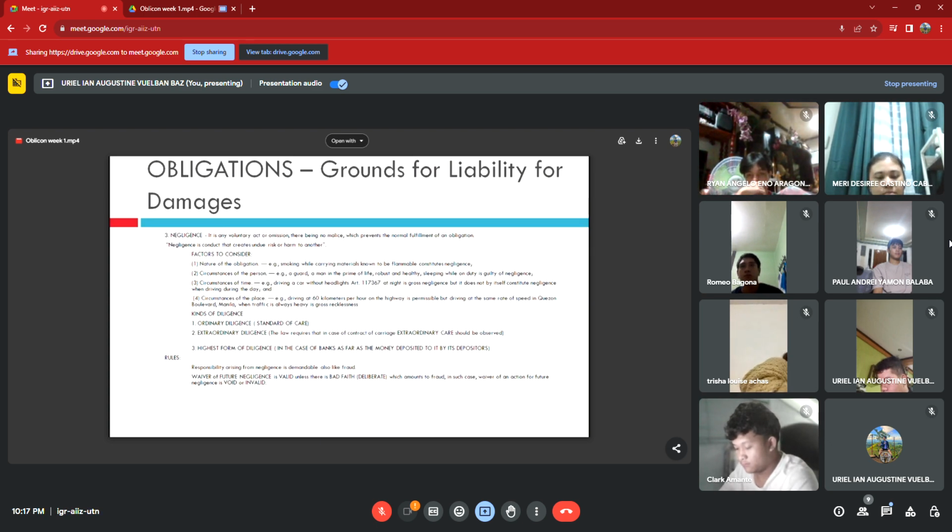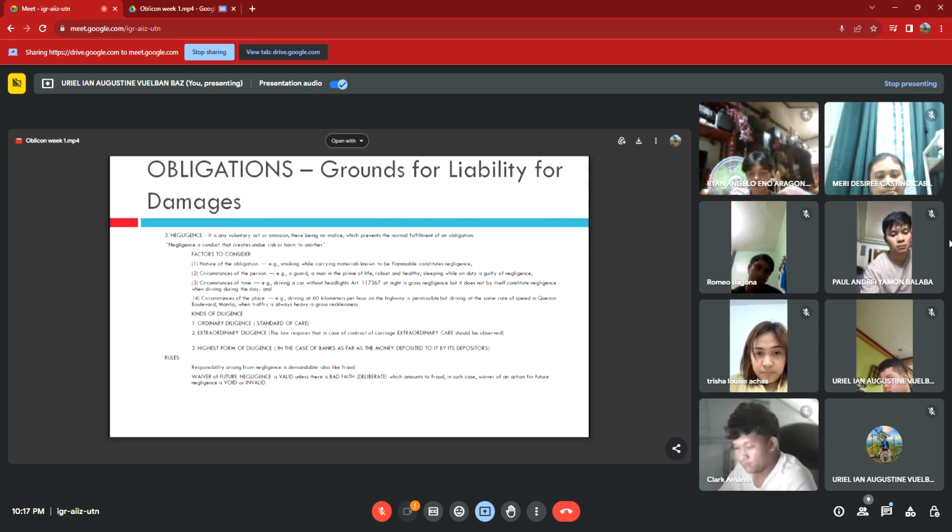Now, the opposite of negligence is diligence. We discussed that the party must observe diligence in the preservation of the thing. Now, there are different kinds of diligence. You have ordinary diligence. This is the standard of care required of parties in the absence of any higher care or diligence. So if the parties agree to observe extraordinary diligence, then that will be followed. In the absence of any agreement, it's just merely ordinary diligence. Except if the law requires, in case of a contract of carriage, extraordinary care should be observed.